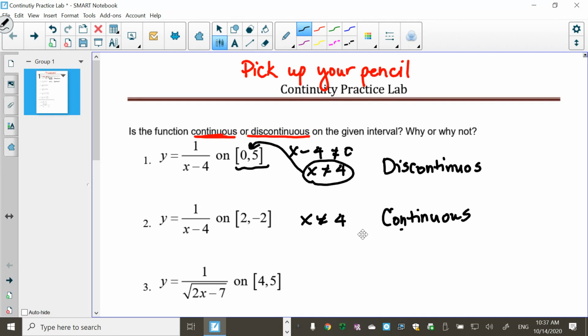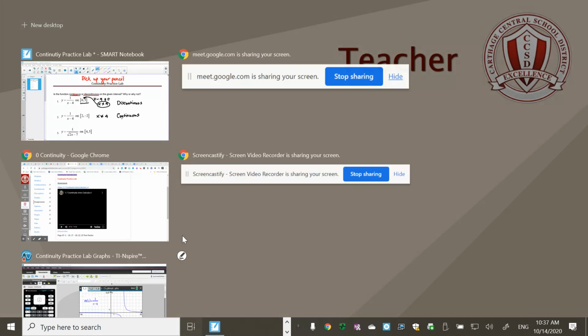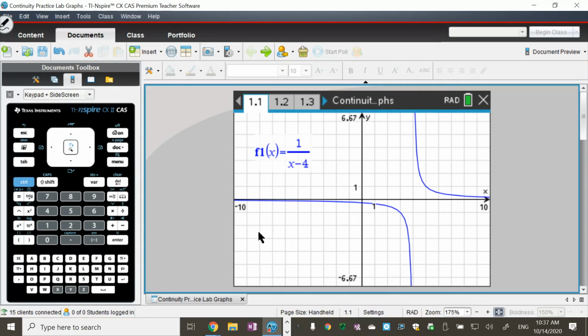Okay, so I'm going to bring up the graph. So I've already graphed all these, and yeah, it should be. Yeah, you're right. So here's the graph. Yeah, that's backwards, hon.